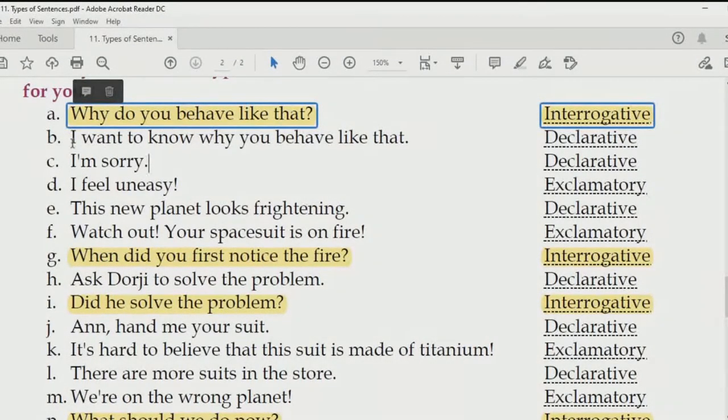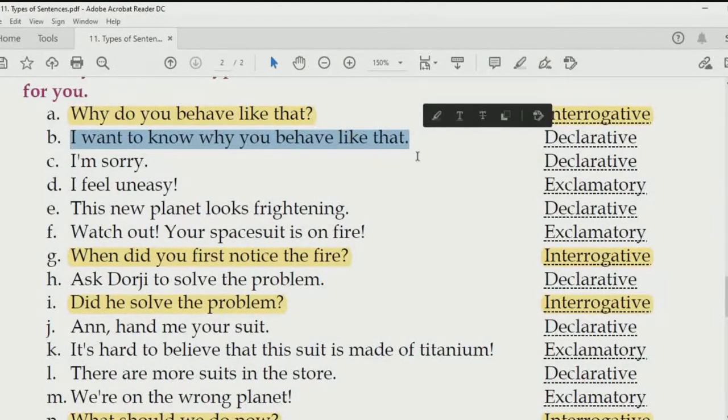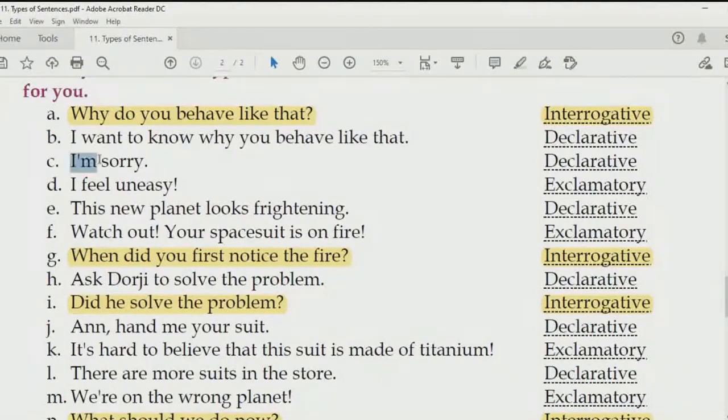Now moving on to declarative sentences. We have a full stop over here. So you will speak these sentences in a very low and very simple voice. Your voice won't go from low to high. I want to know why you behave like that. I'm sorry. Now whenever you are sorry, you never get angry or you never ask, am I sorry? But when you're sorry, you feel a little sad. So you will speak this sentence in a very simple way. This planet looks frightening.